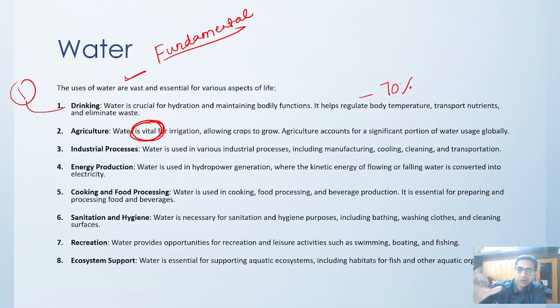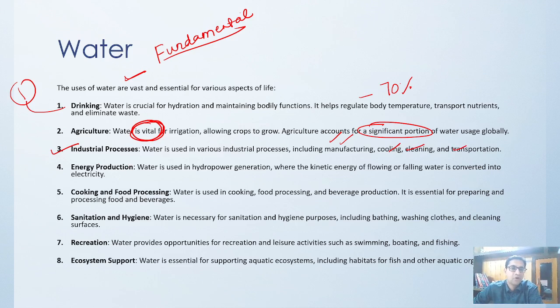Other things can go up and down, but if water is not there, then agriculture will not be sustained, because agriculture utilizes a significant portion of the water, right? Industrial process: there is no industrial process which does not require water. Every industrial process, whatever the work they are doing, at any level, requires water, whether in manufacturing, cooling, cleaning, transportation, etc.